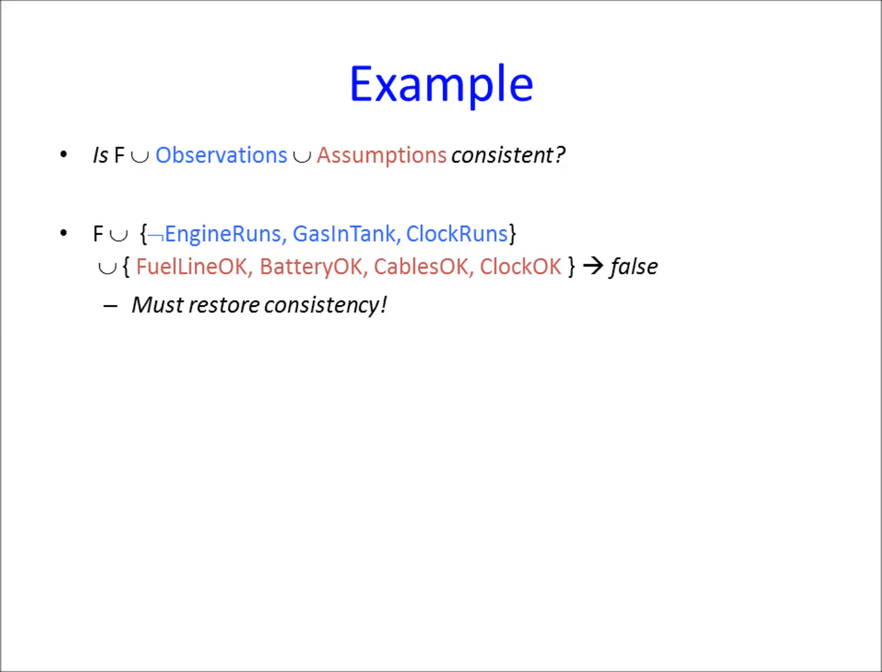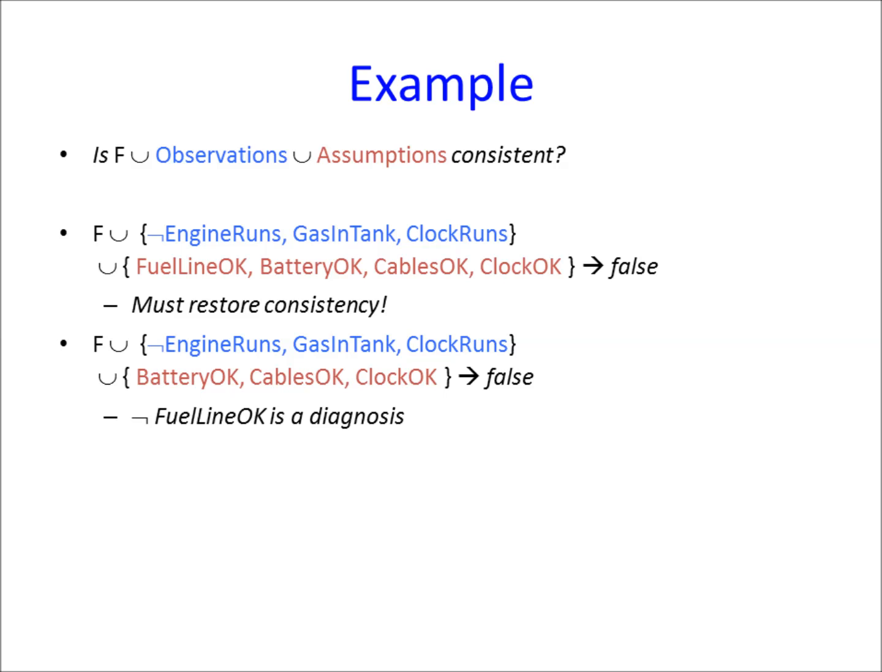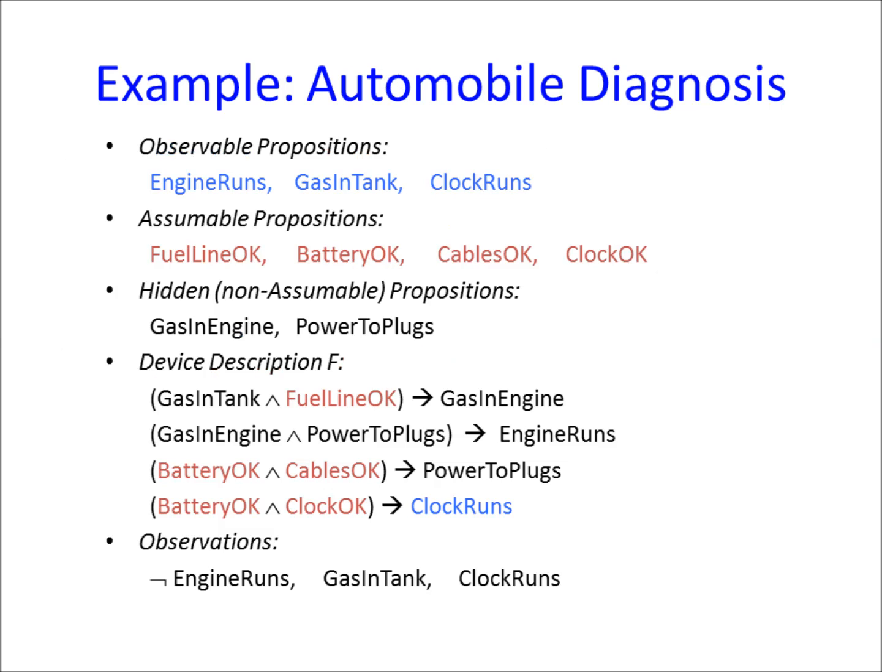So there's an observation that engine is not running, so something is wrong, so we can deduce false. Now, let us remove fuel line not okay. Now can I deduce false? If fuel line not okay is removed, a fuel line okay is removed, can I deduce false?